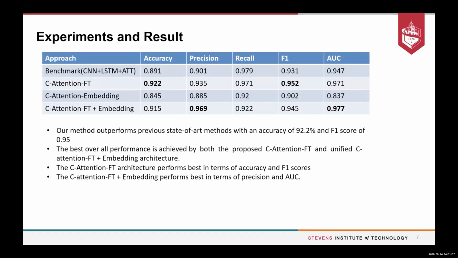In our work, overall performance is achieved by both the proposed C-attention FT network, which uses POS features only, and the unified C-attention FT embedding architecture, which trains POS features and latent features separately on each C-attention network and unifies the result by another attention network. More specifically, the C-attention FT network performs best in terms of accuracy and F1 score, and the C-attention FT plus embedding performs best in terms of precision and AUC.